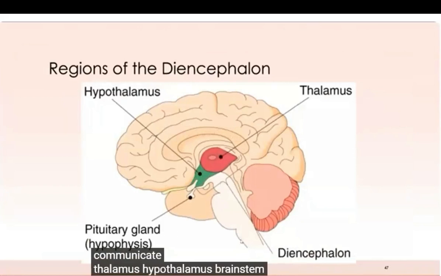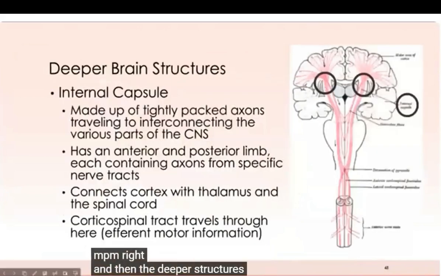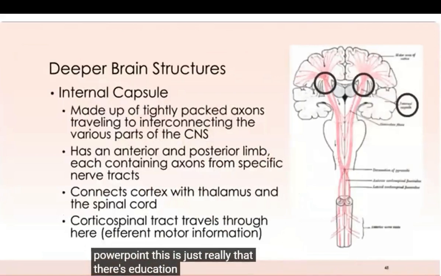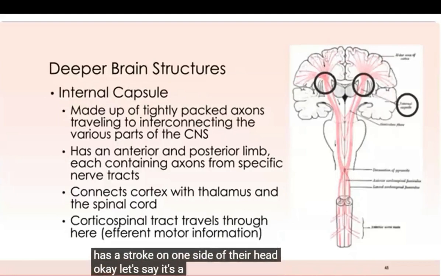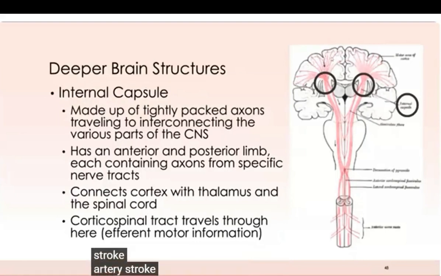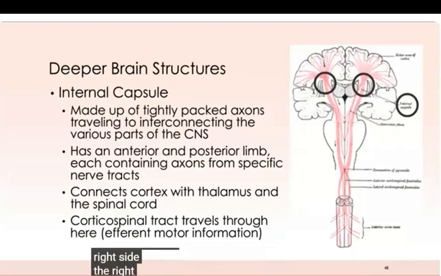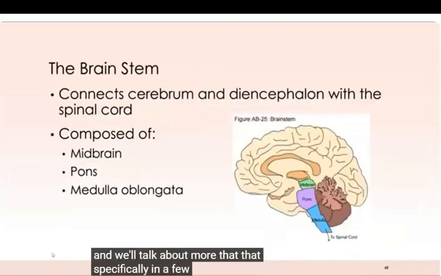Thalamus, hypothalamus, brainstem, right? And then the deeper structures, remember we had this on that other previous PowerPoint. This is just really that there's the decussation in the medulla where it crosses. And this is why if someone has a stroke on one side of their head, okay, let's say it's a left anterior cerebral artery stroke, they're going to have trouble with their right side, the right lower extremity problem. We'll talk about more of that specifically in a few.